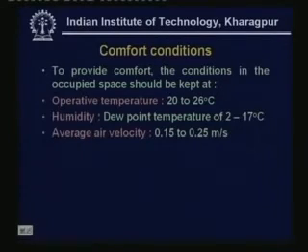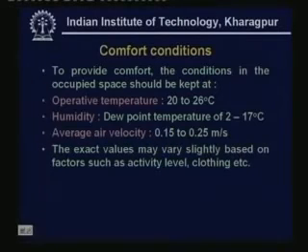So air velocity also has to be maintained within a range, and what I have given here is a range of values. The exact value depends upon several factors. For example, it depends upon the type of clothing a person is wearing. If a person is wearing very heavy clothing, then a lower temperature is required in the conditioned space, and if a person is wearing light clothing, then you can go for a higher temperature in the conditioned space. So ultimately the optimum temperature to be maintained depends upon several factors.